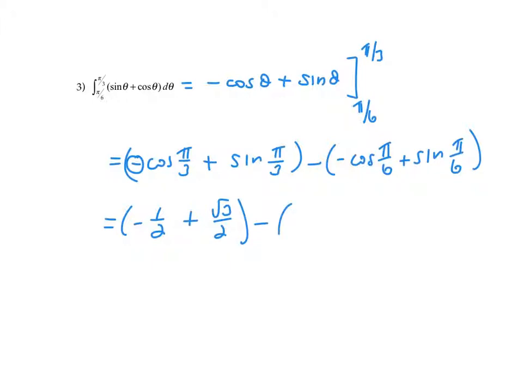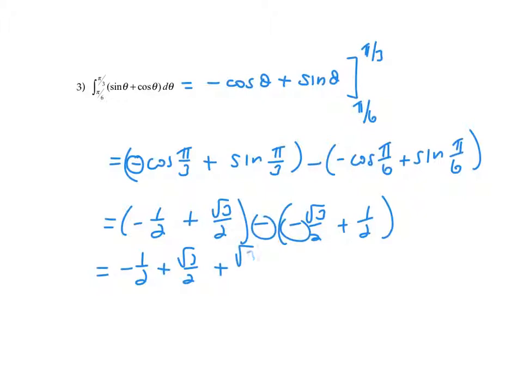Okay, subtracting the quantity minus the cosine of pi over 6, that would be minus the square root of 3 over 2, plus the sine of pi over 6, that's a sine of 30 degrees, which is 1/2. Okay, so we've got negative 1/2 plus the square root of 3 over 2 minus a negative square root of 3 over 2, which is going to turn into a positive square root of 3 over 2. And then minus that 1/2 on the end. So collect all those like terms.